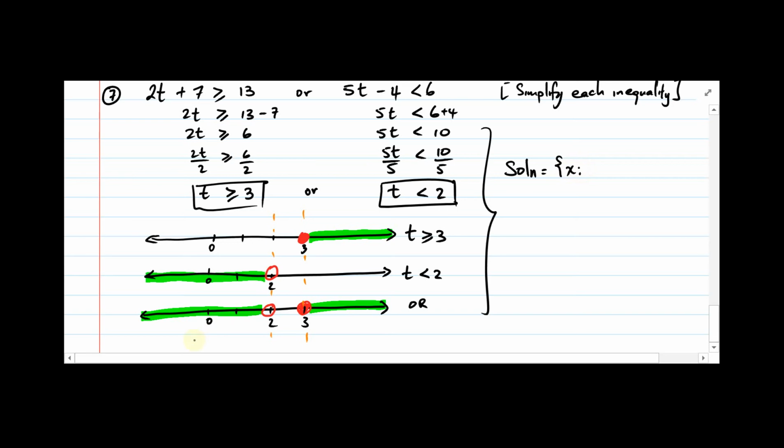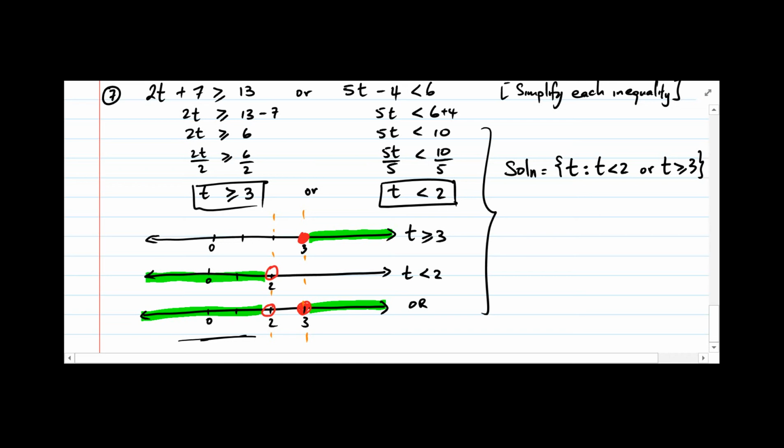Remember to write it in the order that you see. Set of x's, x, I got caught. I'm the one going in automatic mode. T. T is less than 2, or t is greater than or equal to 3. And that's my solution. Okay?